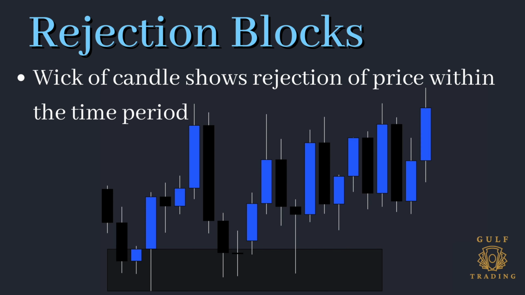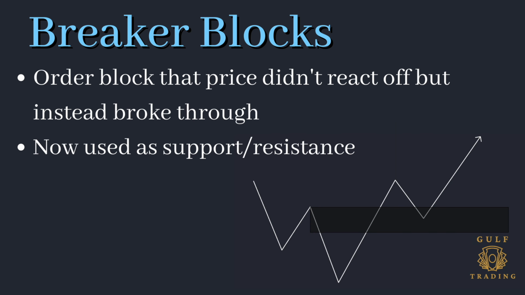ICT also teaches about rejection blocks, which are effectively hidden order blocks in the wicks of candles, and they show a rejection of price within the time period of the candle, and you can look for entries when price returns to these areas. Breaker blocks are another concept, and these are an order block that price didn't respect, but instead broke through, and they can be used as support or resistance in the future, like in the line drawing that you can see here, or they can be used with FVGs like you saw in the last video.